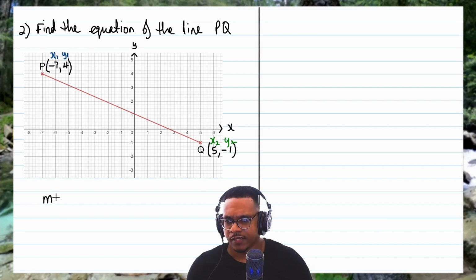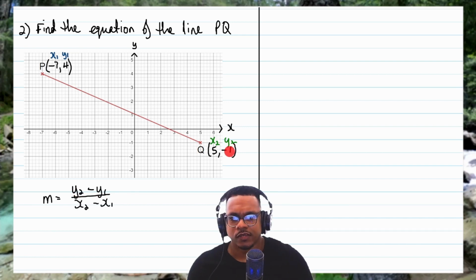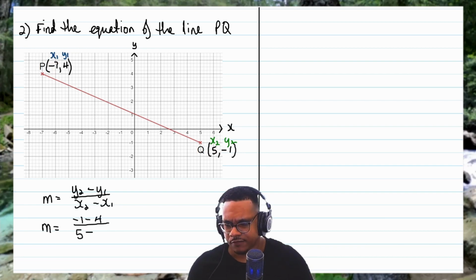So the gradient of the line, M, would be Y2 take away Y1 divided by X2 take away X1. So Y2 take away Y1 would be -1 take away 4. So I'll have M is equal to, for our numerator, -1 take away 4, divided by X2 take away X1. So that'll be 5 take away -7. So I'll have 5 take away open brackets -7.